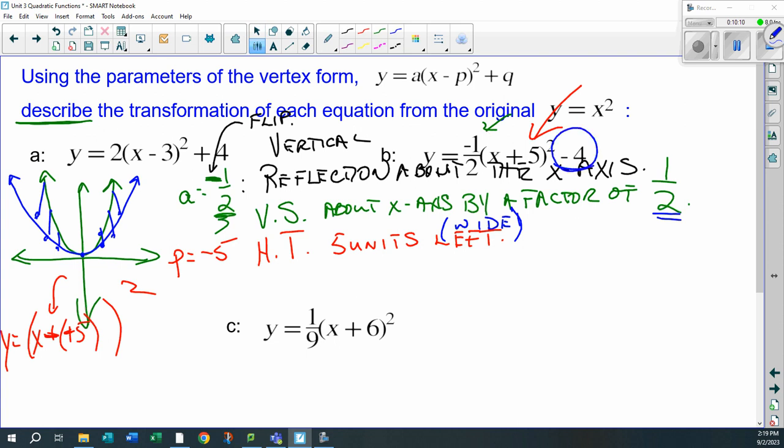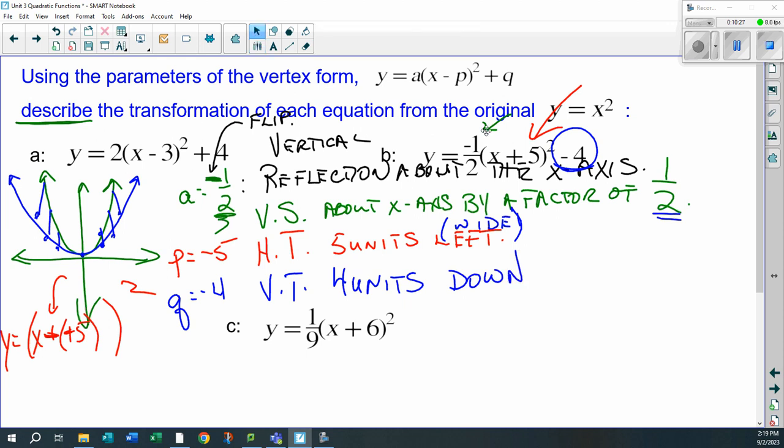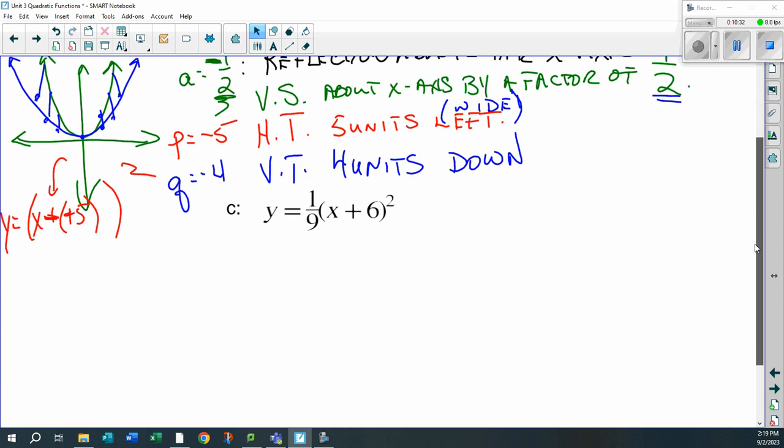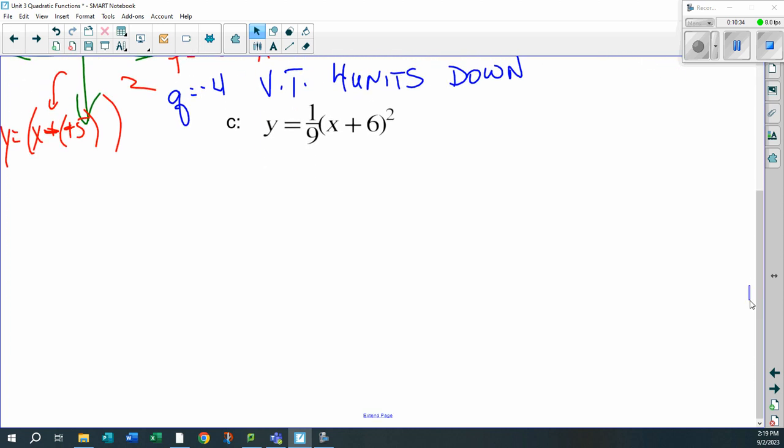Ta-da! And the last one then is this Q value, which is -4. You can barely see it out there. There's our Q, -4. Since this is a vertical translation, but how much? Well, 4 units. And which direction are you going in? Well, you're going down. That's what negative means. Are you getting this? I think so. So how about we do C, and we'll do this a lot quicker here. Okay, so I threw a bunch of tricks at you on C. Here we go. There's your A value. A value is 1/9.